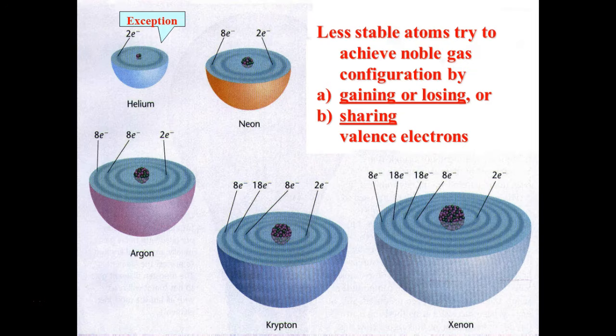And so essentially this is what we're going to see, is that elements will either gain or lose electrons to try to be like the noble gases, or they're going to share them. Right now we're going to focus on gaining and losing. And here's just our noble gases. Again, they have either 2 or 8 valence electrons in their outer shell, which makes them stable.